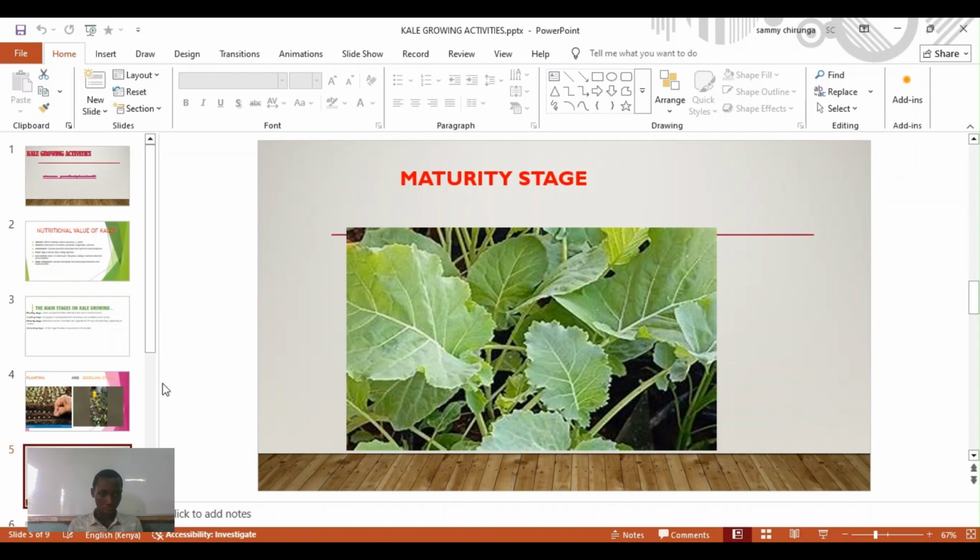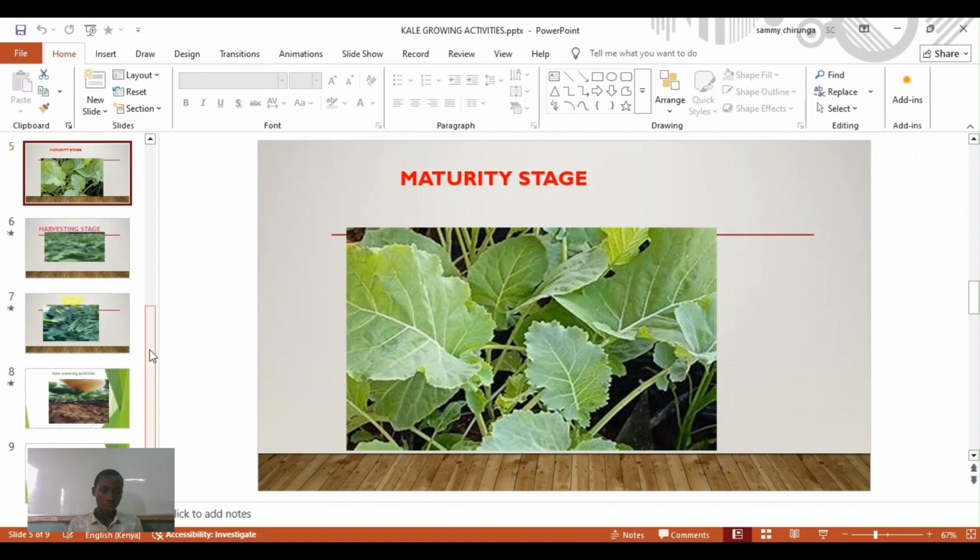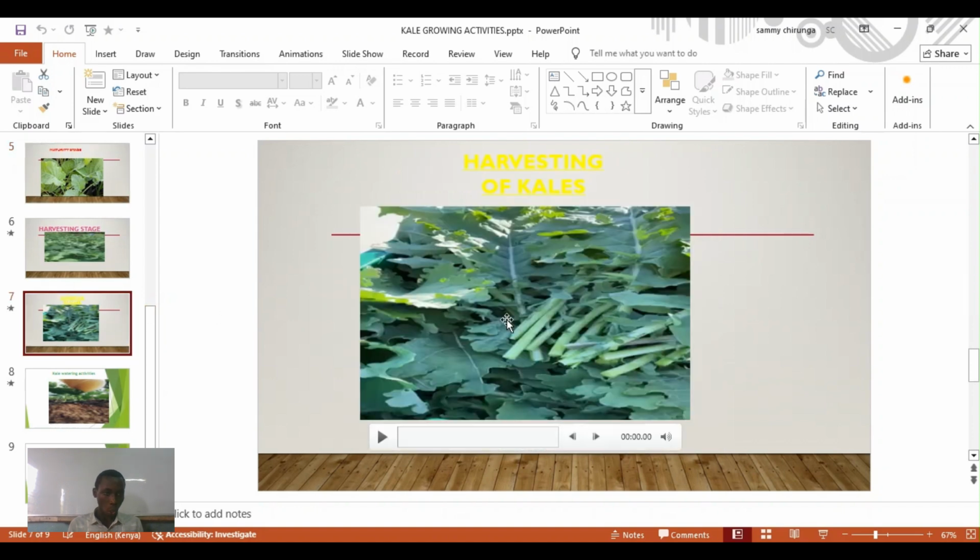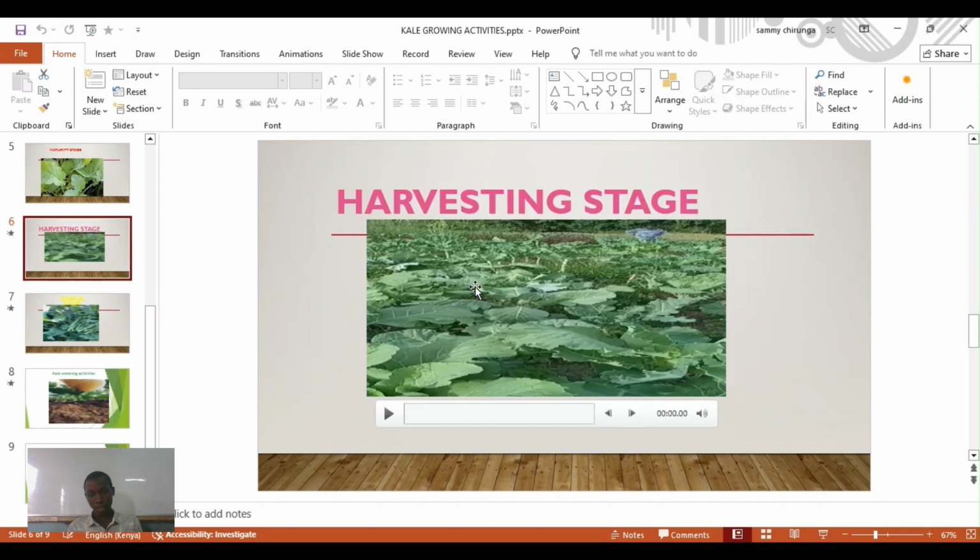Now let me show you the other stage. Hereby we are going to the harvesting stage. As you can see, harvesting stage. Let me show you with a video.